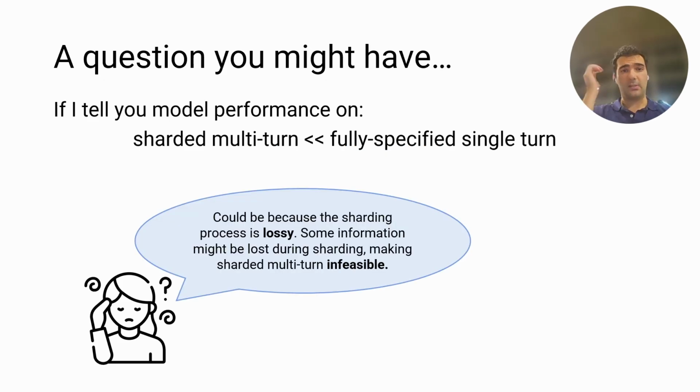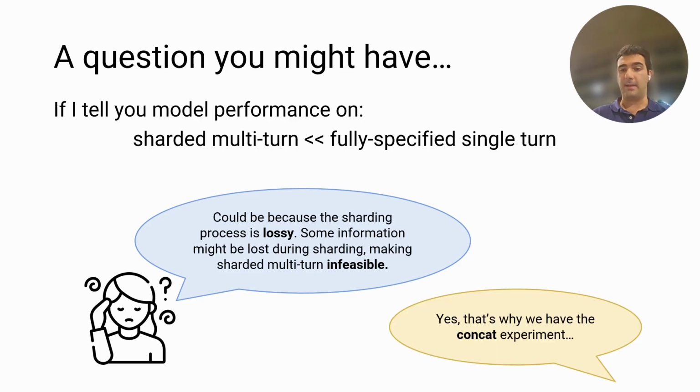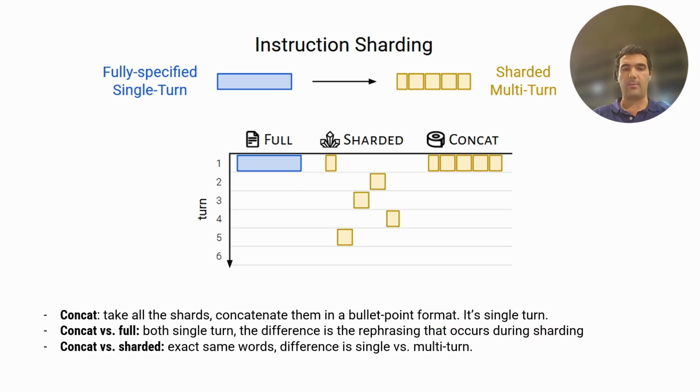And you see where we're going here. We're going to say that the sharded multi-turn setting is much harder for assistant models than the fully specified single turn. But you might be thinking, hey, maybe this is because the process is lossy, that when you perform this sharding process, you lost some information and you made this sharded multi-turn setting infeasible. Right? And because of that, we added this concept of the concat experiment.